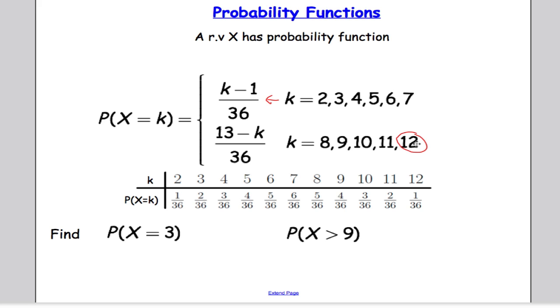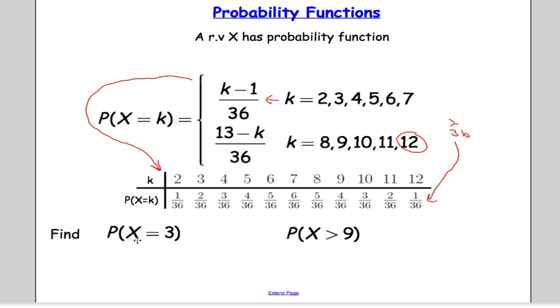So if I put 12 in, what's the probability that we get a 12 when we roll two dice? Well, we get 13 minus 12 over 36, which is 1 over 36. And that matches nicely up with what we had earlier. And suppose, what was the probability that we get a 2 when we roll two dice together? Well, I will sub the 2 in here. So we get 2 minus 1 over 36, which is as well 1 over 36. So we can see our function works nicely here.